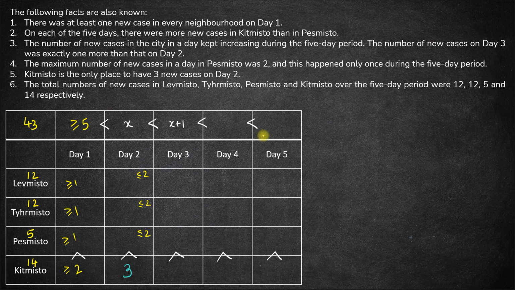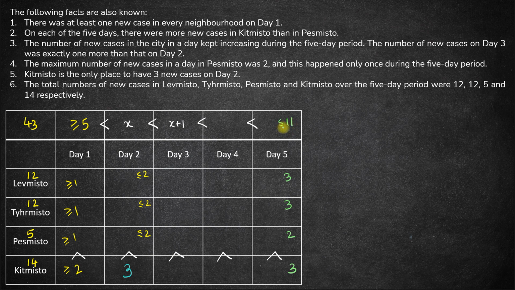So let's start with day 5. For day 5, what is the maximum number of cases that are possible? Maximum number of cases will be when we maximize each of these values, right? So what can be the maximum value for Levmisto? Let's make a case here. So this can be maximum 3, this can be maximum 3. Now this number has to be strictly greater than this. So this value can be maximum 2 and this can be maximum 3. So the maximum value of day 5 total is 3 plus 3 is 6, plus 2 is 8, plus 3 is 11. So this value here should be less than or equal to 11.